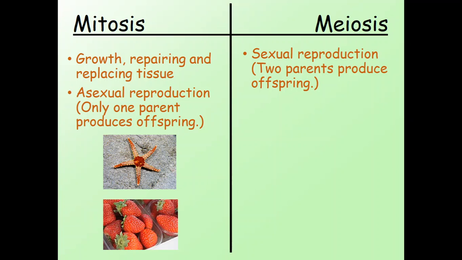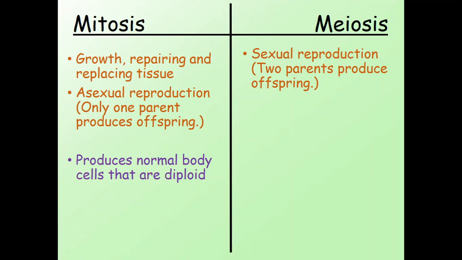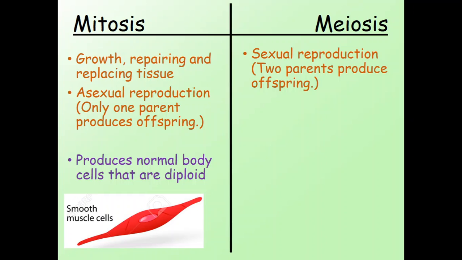Now, in the next step, we have to think about what type of cells in our body actually carry out mitosis or meiosis, and what type of cells are produced. Mitosis produces normal body cells that are diploid, so that have the full amount of chromosomes, which is 46 in humans. An example for cells that would be produced by mitosis or carry out mitosis are muscle cells or white blood cells, but also, for example, neurons.